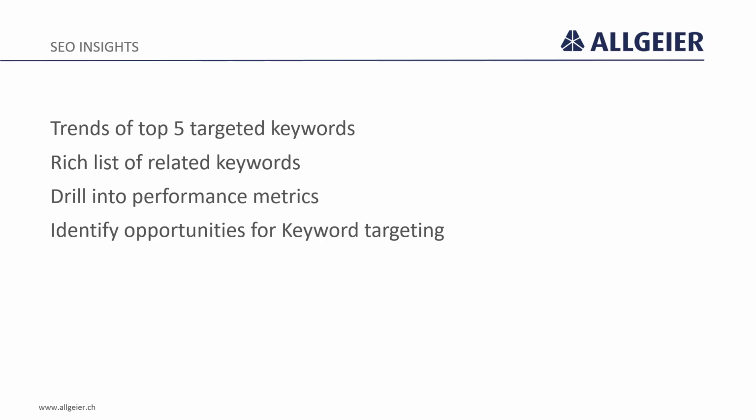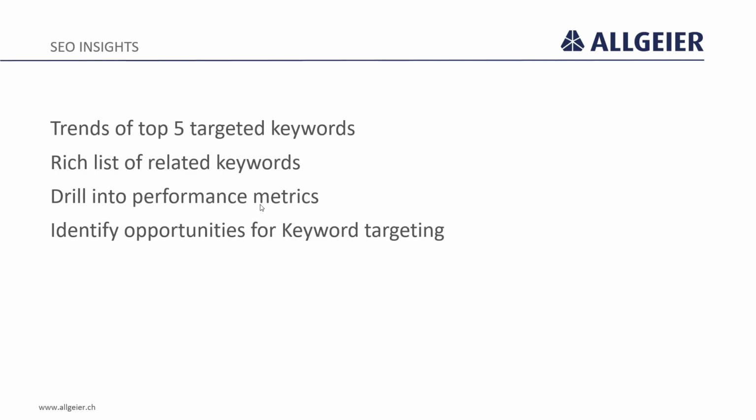It shows you trends of who's searching for those keywords over time. Of those top 5, it generates a list of over 100 related keywords that people are currently searching on. It harvests data from search engines to show you how to compare to your competition, and allows you to drill into those results. And most importantly, it provides you with key insights into new targeting opportunities.